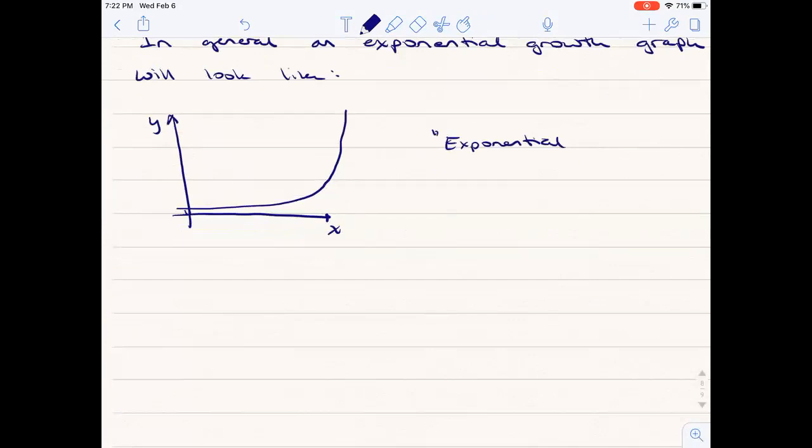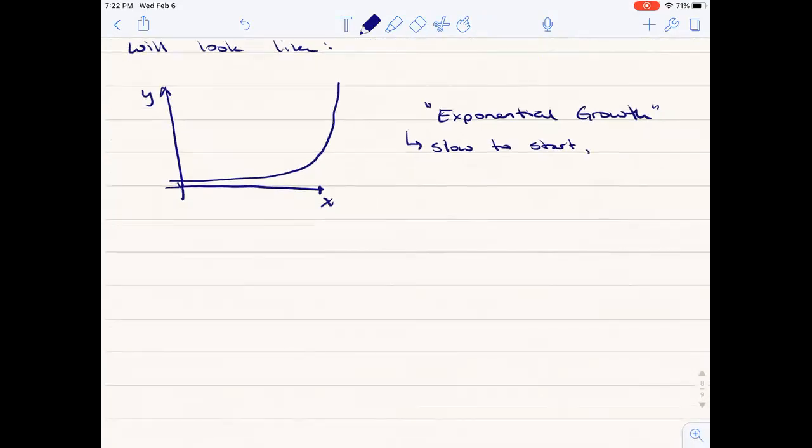Exponential growth: slow to start, but grows faster and faster with time. So those are exponents.